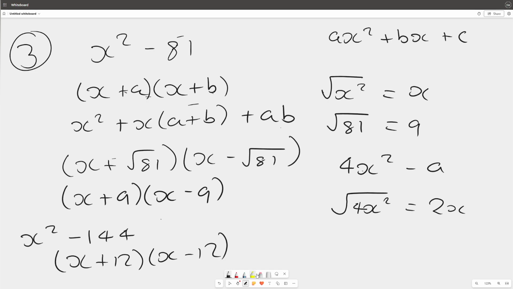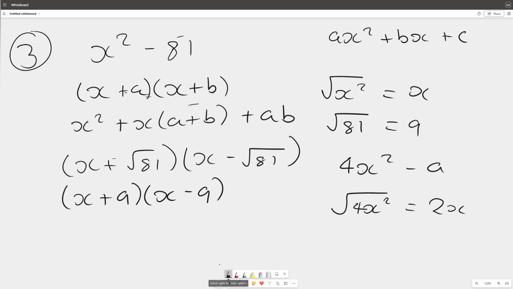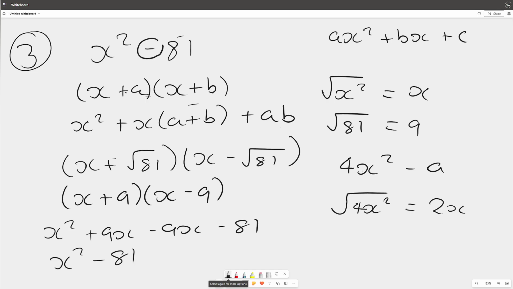That is because when we expand these terms, so I'll just get rid of this example. If we expand this expression, we are left with x squared plus 9x minus 9x minus 81, which simplifies to x squared minus 81. And this only works as well when this is a minus. If that is a positive sign, then this method will not work, as we need these two numbers here to cancel. Okay.